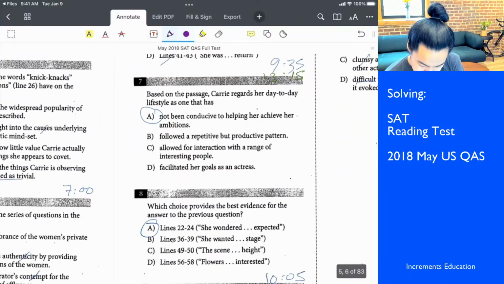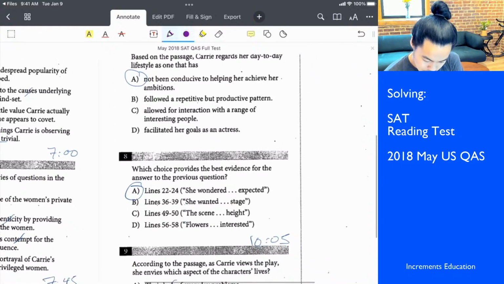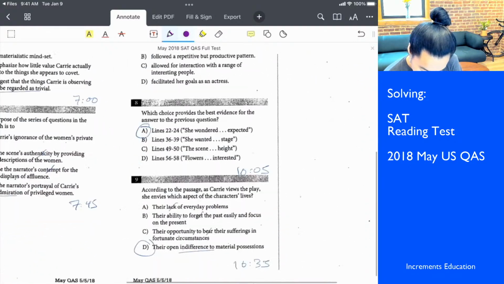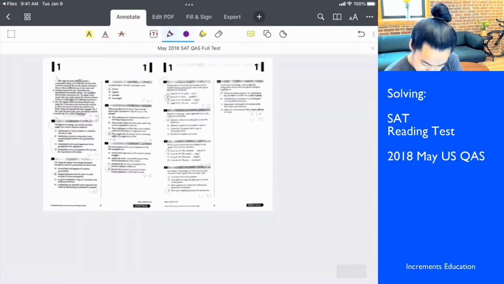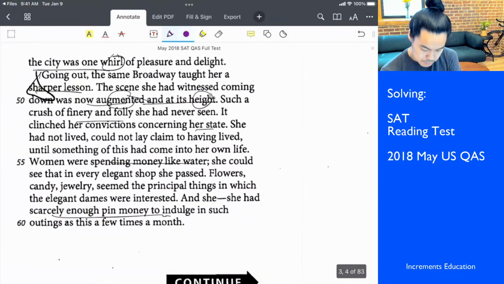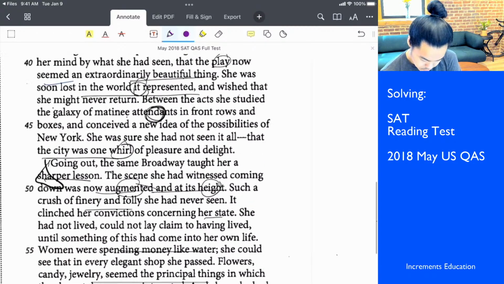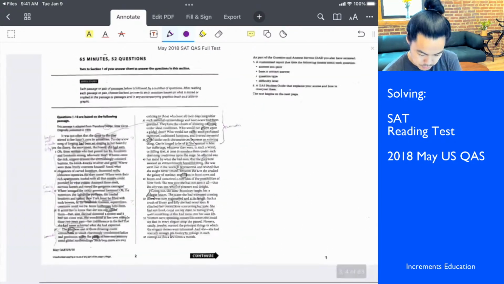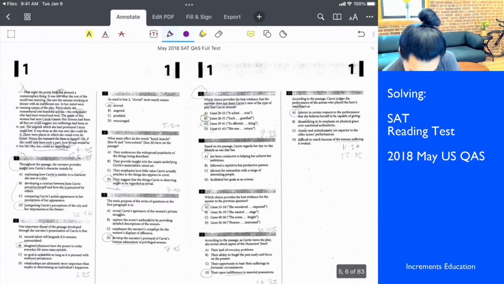And then she regards her day-to-day lifestyle as one that's not help. And that's 22-24. Yep, I got that. And then indifference. That indifference is down here. Spending money like water. Right. I mean, that's basically the most obvious evidence. I think that's good enough, honestly.